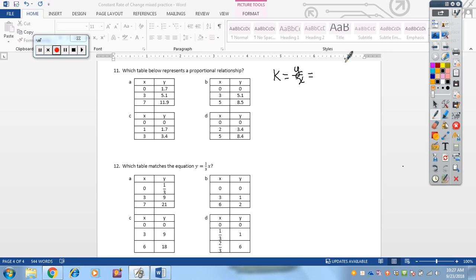So for A, you're going to have to divide 1.7 divided by 0, which you can't do. You're going to have to divide 5.1 divided by 3, and you're going to have to divide 11.9 divided by 7. All of that just to cross off A. If they're not all the same, it does not have a constant proportion. You have to do that until you find the one that they are all the same.